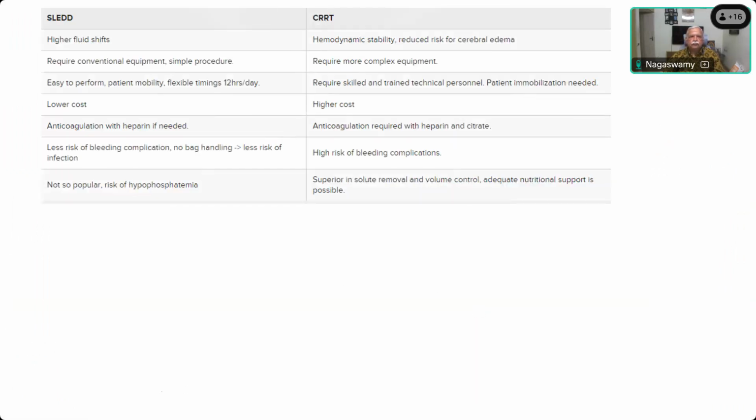Now, what is this? The comparison between SLED and PIRRT, you can see it later because of want of time. I'm not going to read all that.